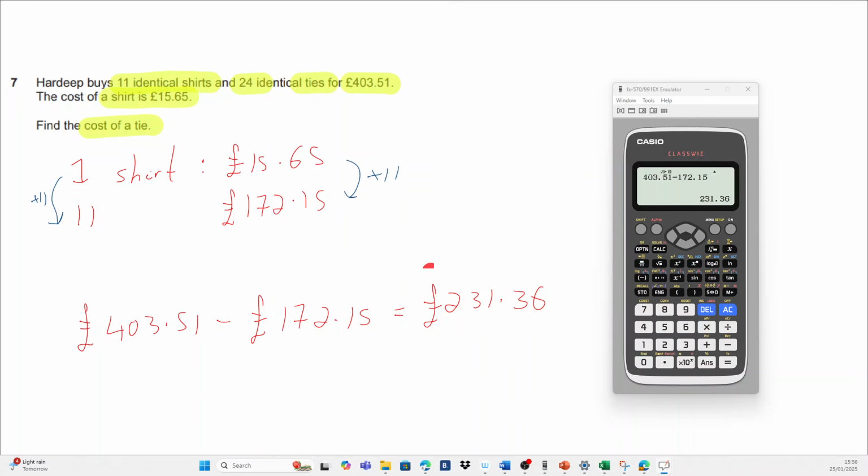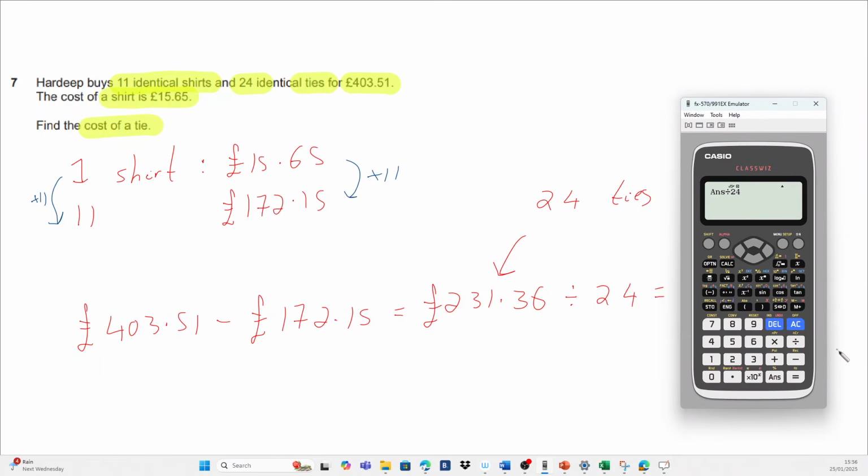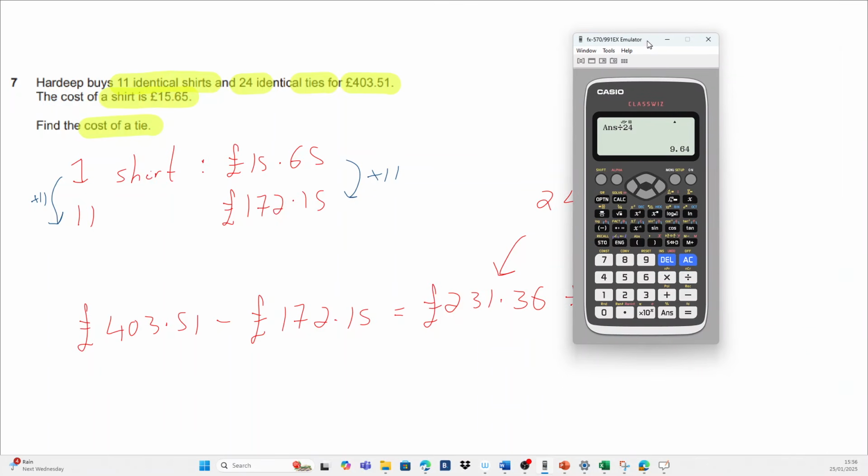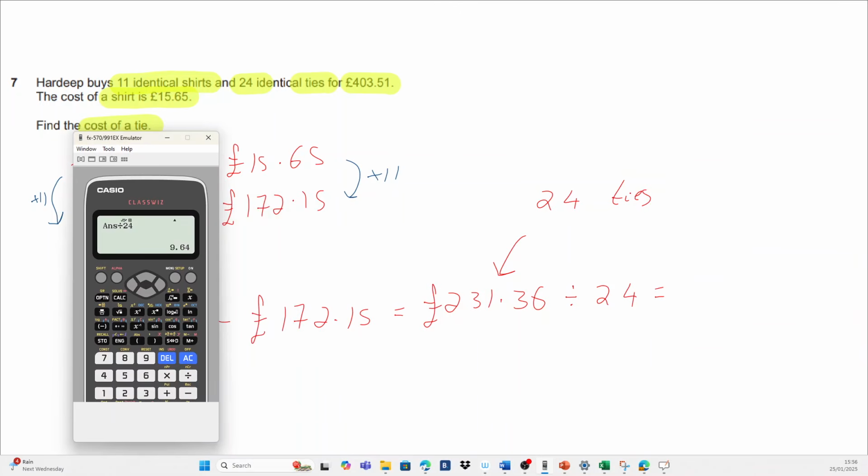So you now know that the 24 ties must be worth that. So you've got to share this between 24 ties, but you want the cost of one tie. So to get one, you can just divide this number by 24, and that's going to give you the cost of one tie. So divide that by 24. That's going to give you 9.64. Hopefully I've made no blunders there. Looks good. So that's going to be £9.64, and that is your answer.